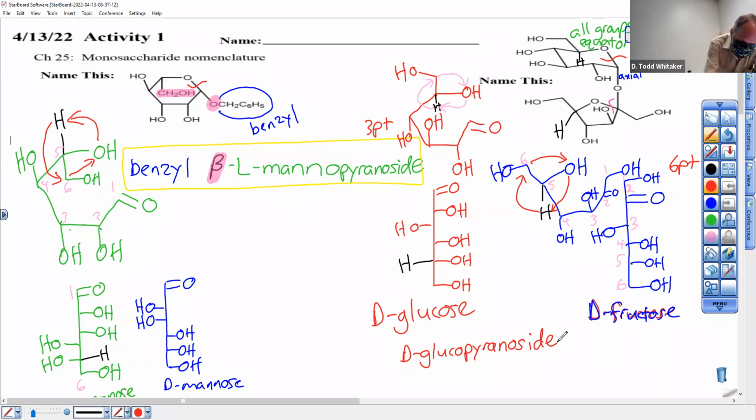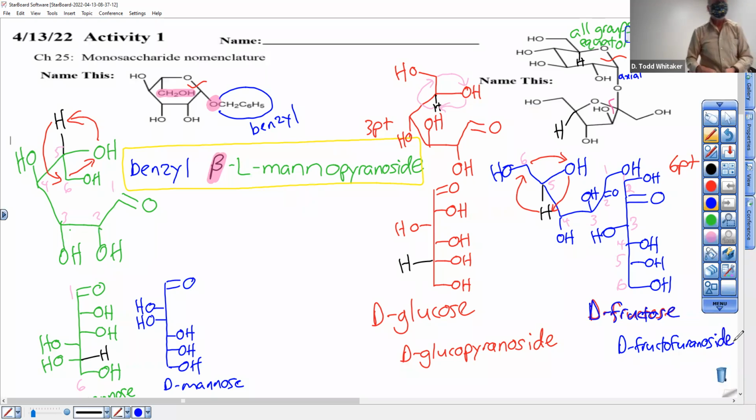And the other one is D-fructofuranose. Once again, is it an ose or an O-side? This is the anomeric carbon of fructose. It is a geminal diether, also known as an acetal. If it had an OH here, then it would be a hemi. It's not. So it's an O-side as well.